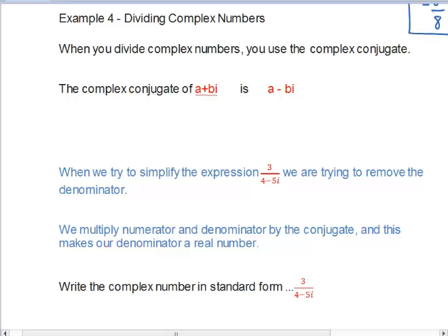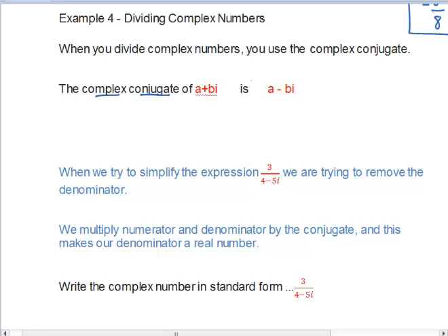Now in the video that just preceded this, we talked about multiplying, adding and subtracting, and raising complex numbers to a power. In this video we're going to do one thing basically. It's going to be dividing a complex number. So what's going to happen is we really need to talk about what a complex conjugate is first.